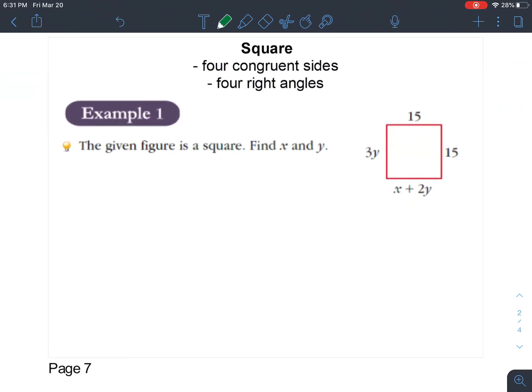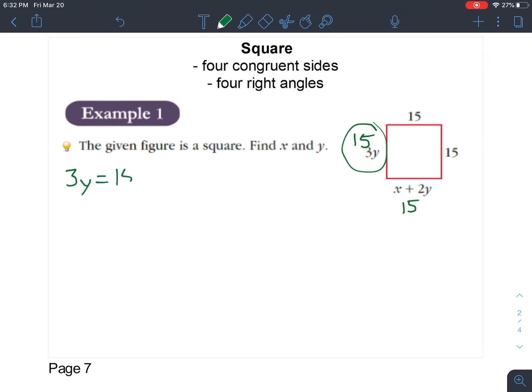All right, so now we have the square. And you know already that it's going to be 4 congruent sides, and there's also going to be 4 right angles. So all of those will be true. So we know that we are supposed to find x and y then in this square. We already know that the side lengths are 15. So because of that, this 3y has to be 15 as well, and the x plus 2y has to be 15. We have a problem though. We are not able to solve that one yet because there's 2 variables. Instead, what we have to do is focus on the side that has only one variable, only one unknown, and that is 3y and 15.